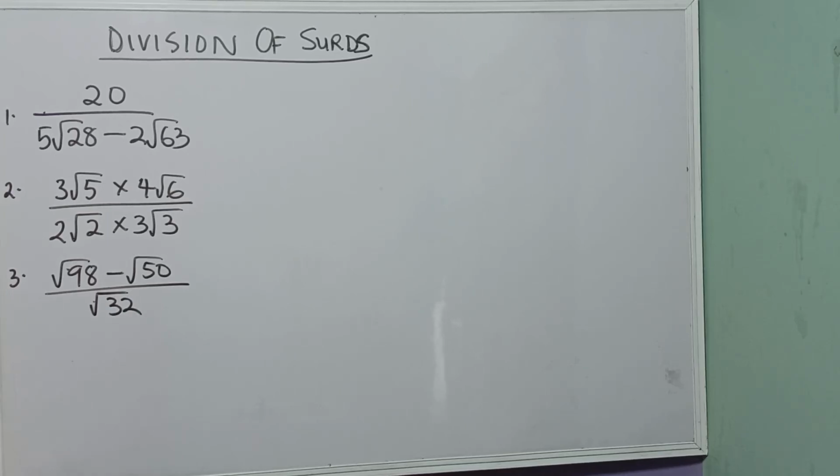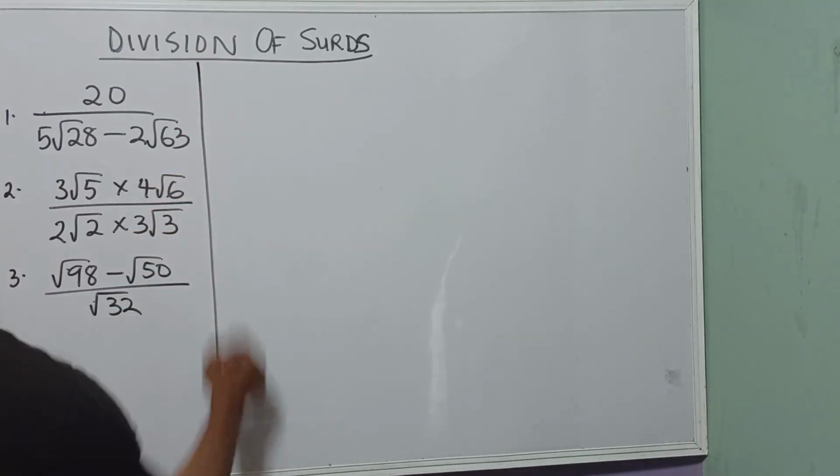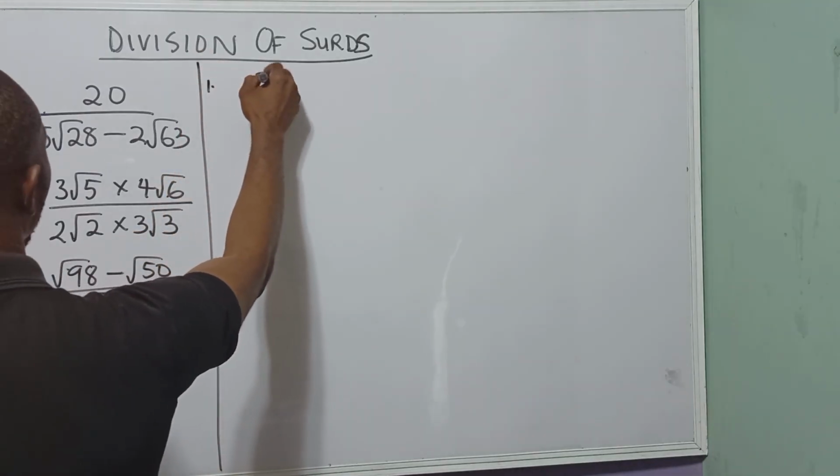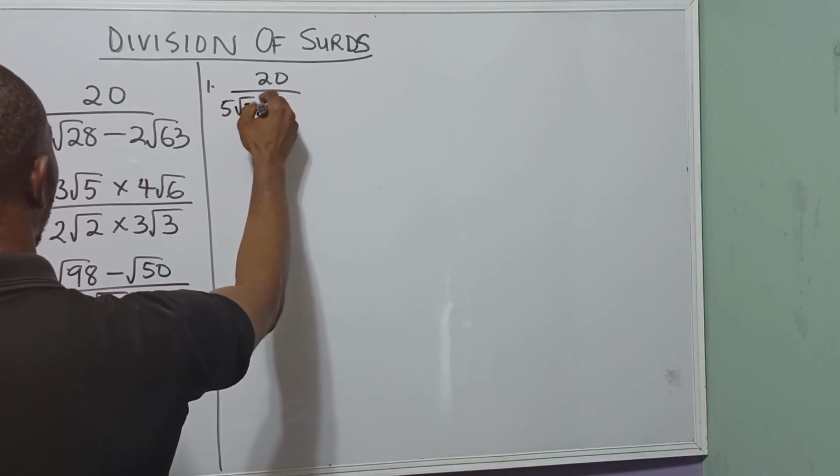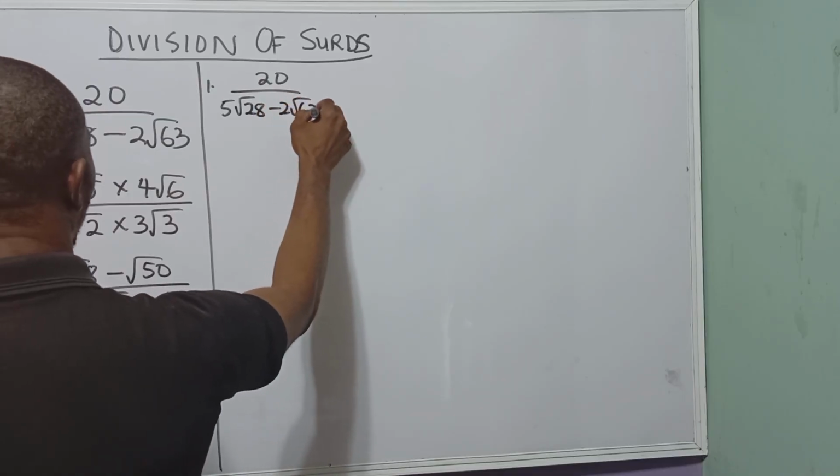Alright guys, let's look at division of surds. Now, talking about division of surds, we are going to look at how we would apply our rules in our 3 examples here. Now for example 1, we have 20 all over 5 root 28 minus 2 root 63.